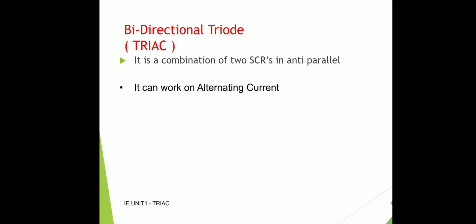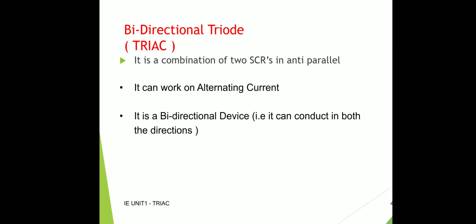It also has three terminals: main terminal 1, main terminal 2, and gate. It conducts in both ways. It is a bidirectional device. It works on alternating current. The name itself indicates AC, so it works on alternating current. It is a bidirectional device, and in both directions it can conduct.